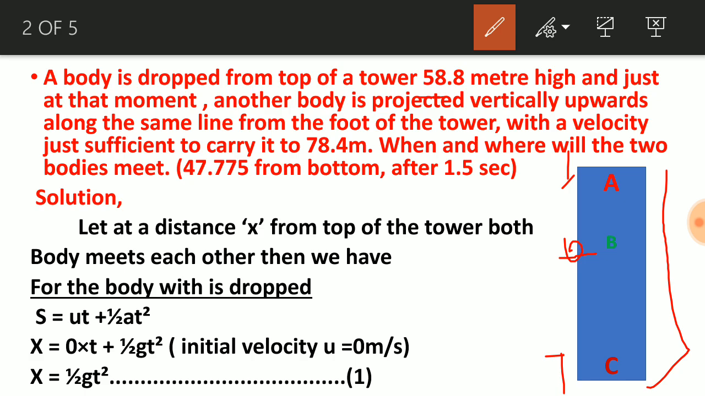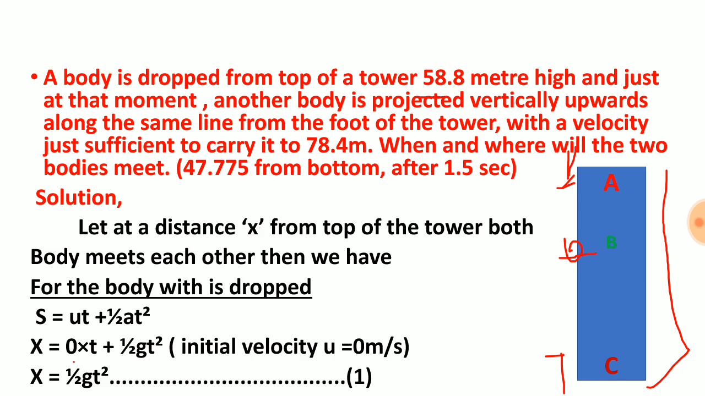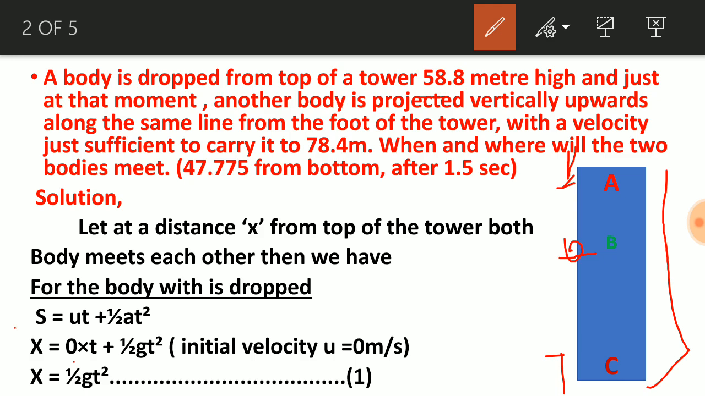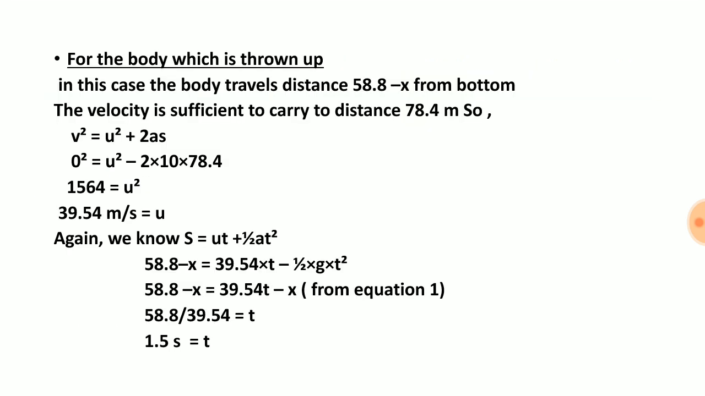The body which is dropped from the point A, our usual formula is s equal to ut plus half at square, and in this case the distance travelled will be x because distance travelled is AB, which is x. The initial velocity is 0 because it is just dropped, and then acceleration will be acceleration due to gravity, that is a will be g, so x will be half gt square. That is our equation 1. This is same as our problem number 6. Now let us see the second part.